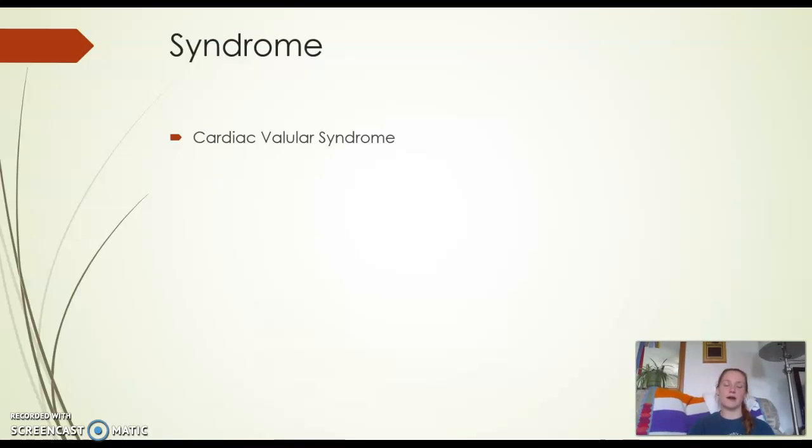This syndrome kind of can fall into a few different things. One is the cardiac valvular syndrome, specifically a mitral insufficiency syndrome. And with mitral valve prolapse, there are a couple of syndromes that are very specific just to it. These are click murmur syndrome, Barlow syndrome, and floppy valve syndrome, because again, the leaflets bulge.